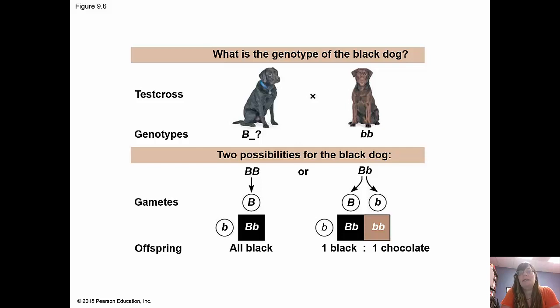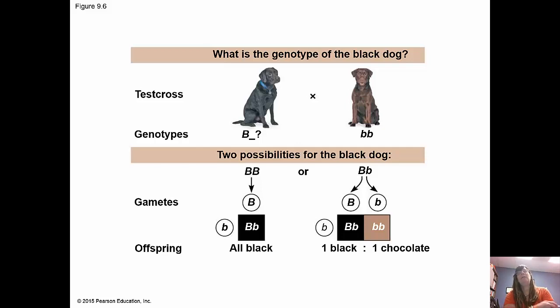So if the black lab is in fact a homozygous dominant, all of the offspring will be black. They'll be heterozygotes, but they'll be black. If the black dog is a heterozygote, then he's got 2 alleles to donate, a big B and a little b. The chocolate lab still only has 1 allele to donate, the little b. So what we would end up with is half black labs, half chocolate labs.